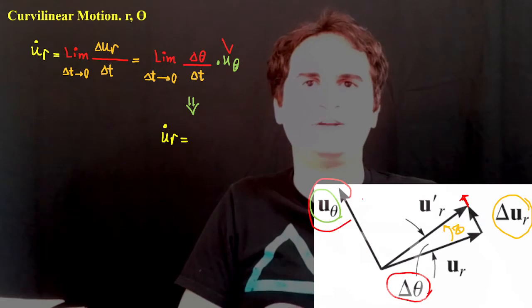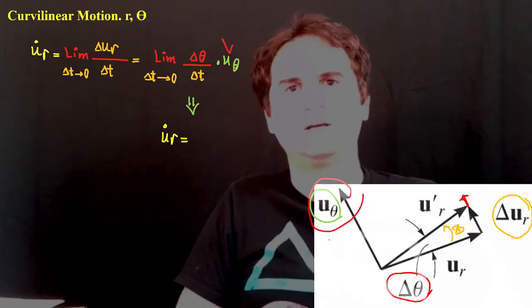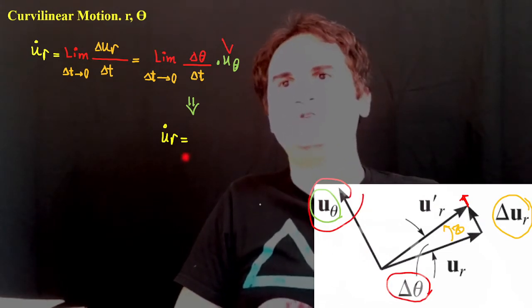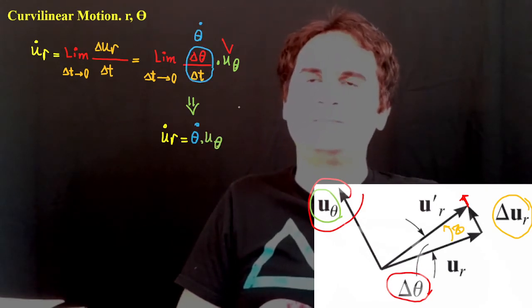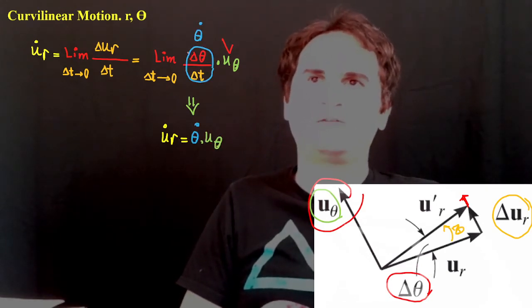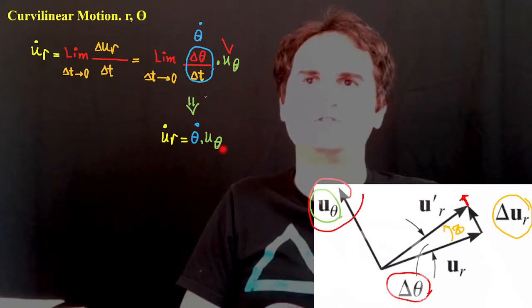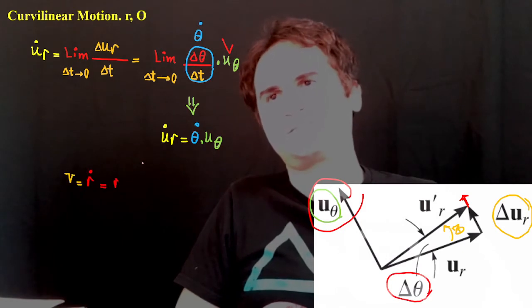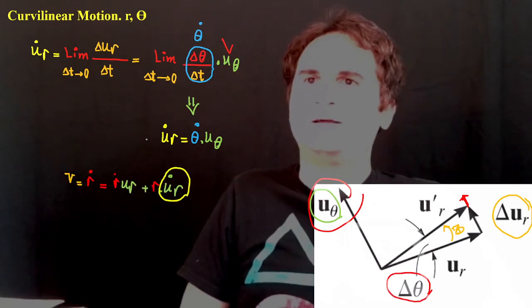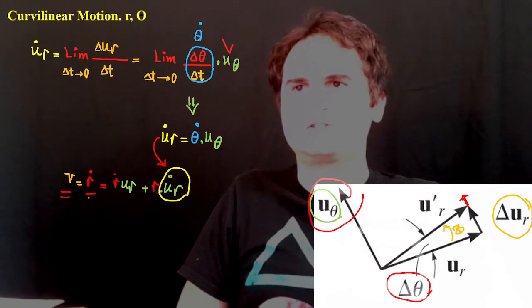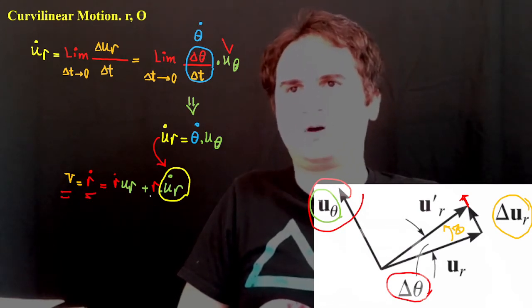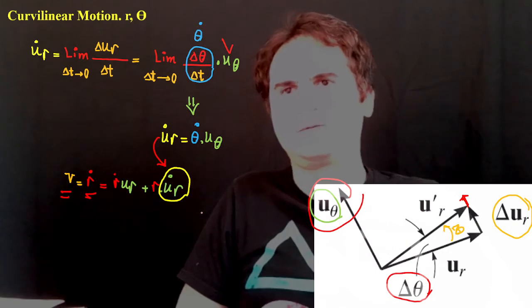That's in the y direction, and our y direction is theta. So u dot r can be replaced by theta dot. You can replace delta theta over delta t by theta dot times u theta. And then you can replace it in the formula of velocity, which is r dot u r plus r times u dot r.